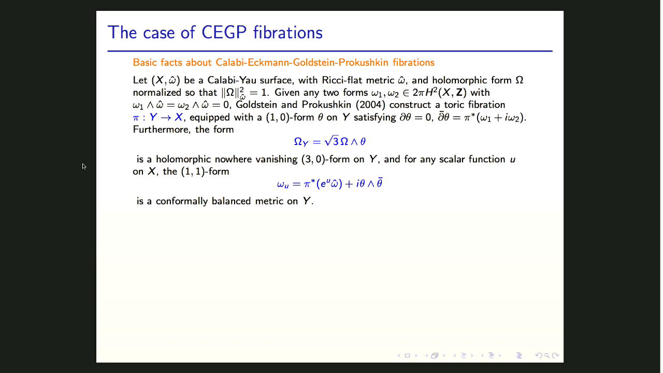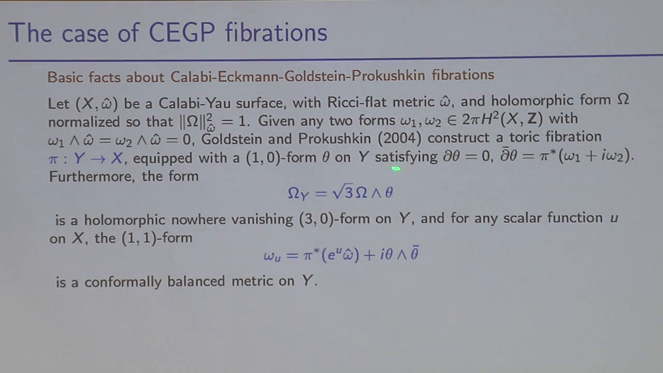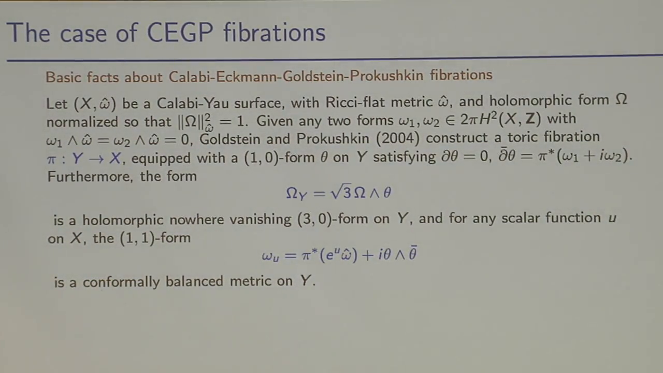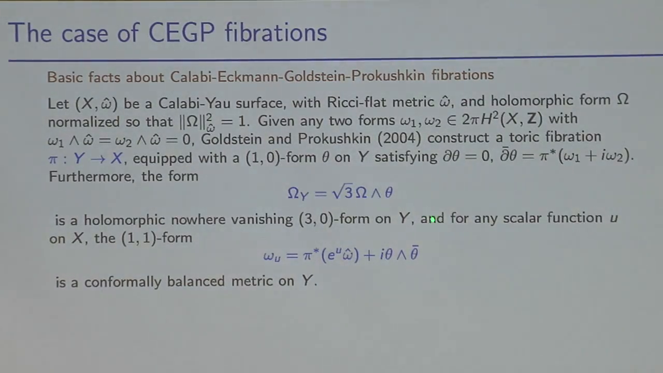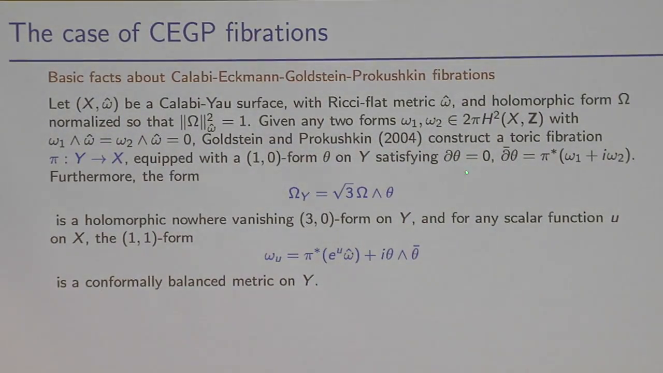And the key thing is that this fibration has a 1-0 form theta satisfying these conditions. Essentially, d of it is 0, so that's very good. D bar of theta is not 0, so it's not holomorphic, but it is the pullback of something on the base. So it's not something much more complicated that depends pointwise on the fiber. And then having this, you now can construct a holomorphic 3-form on Y simply by taking this holomorphic form on the base and wedging it with this theta. So it's kind of remarkable that this thing turns out to be holomorphic, even though theta is not.